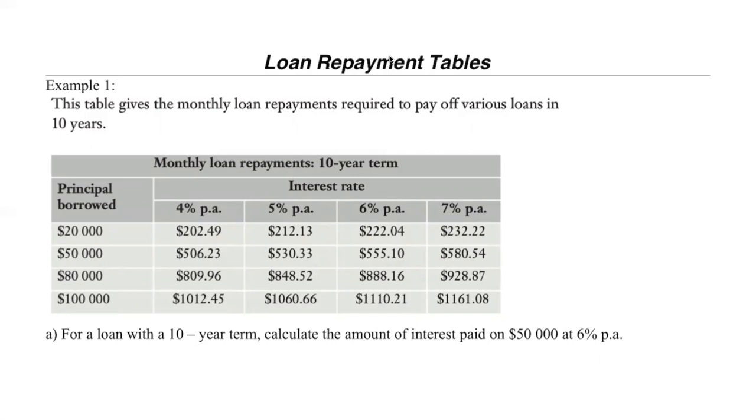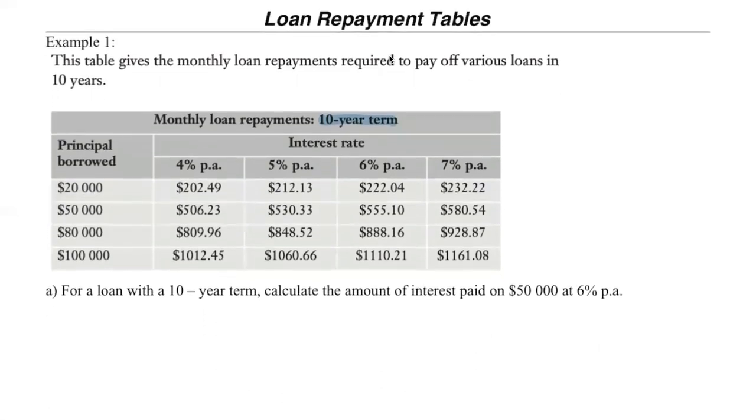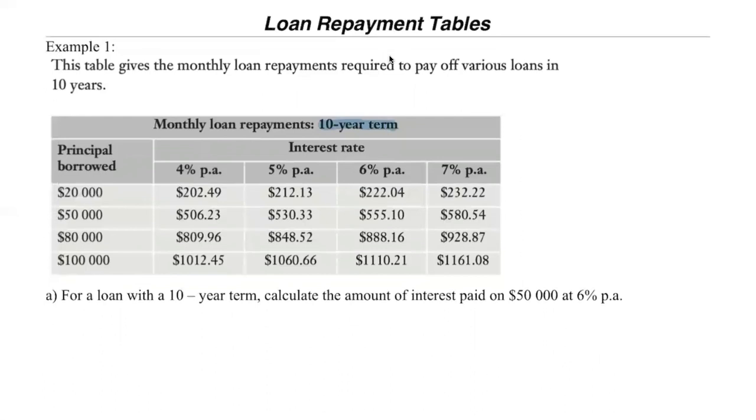Let's have a little bit of a look at example one here. The table below gives the monthly loan repayments required to pay off various loans in 10 years. So your loans here are going to be across a 10-year term, which I've just highlighted. For part A, it says for a loan with a 10-year term, calculate the amount of interest paid on $50,000 at 6% per annum. So to do this, we need to use this table.